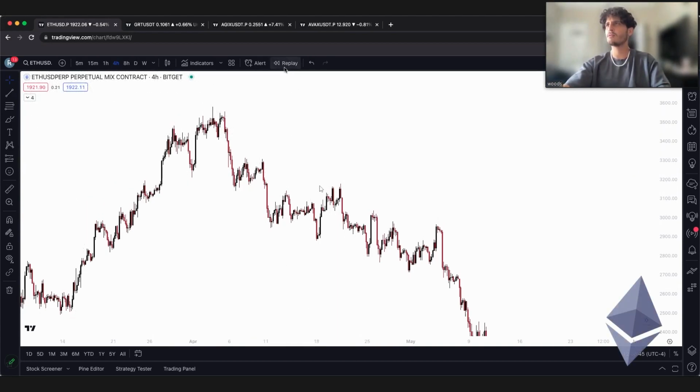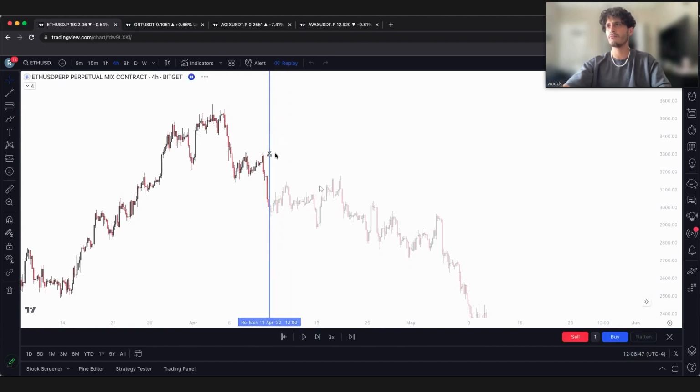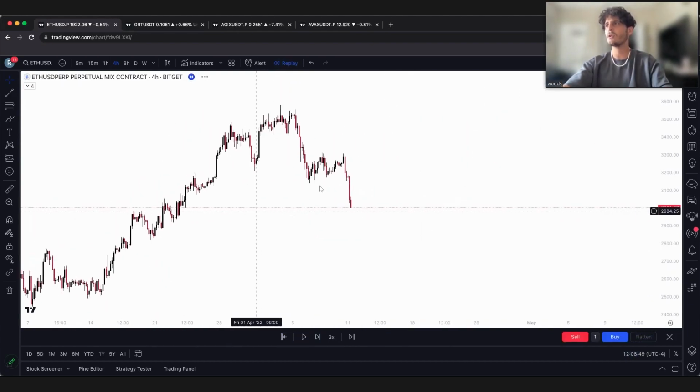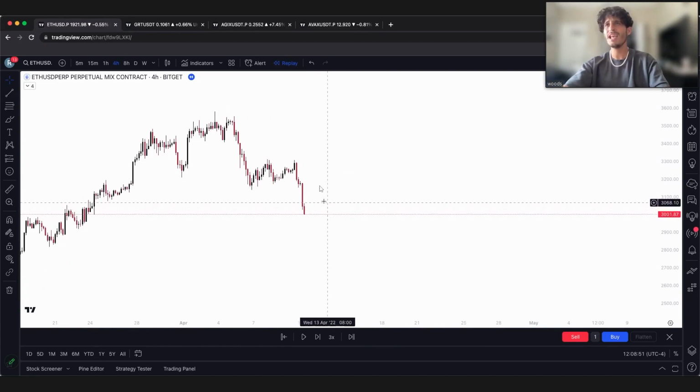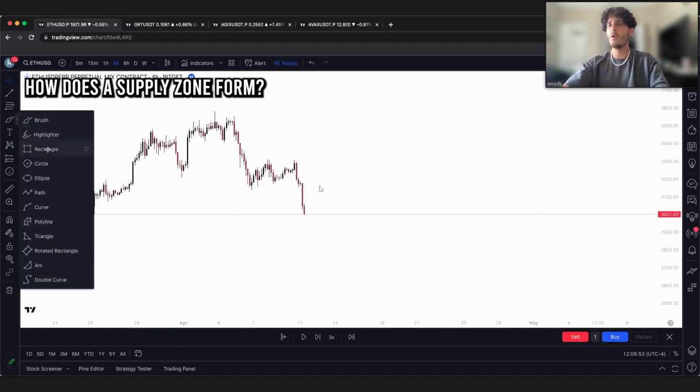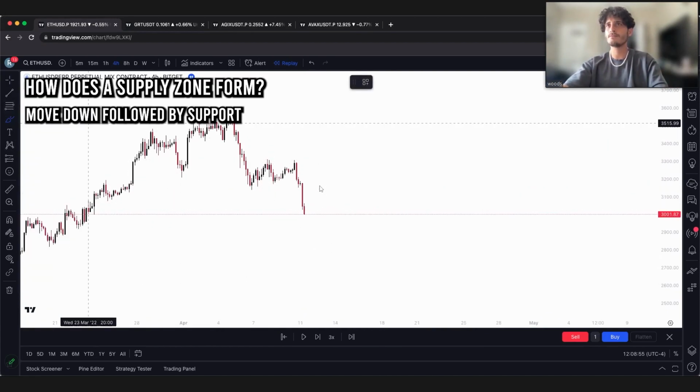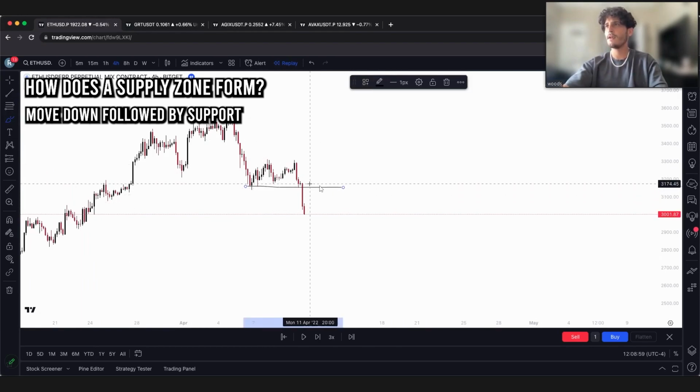I'm looking at ETH right here. I'm just going to take the replay button right back to around here, and I'm going to show you guys how a supply zone is formed. So how's a supply zone formed? Well, you get a move down here, right? You get a move down. You get a little bit of support to hold the price up. You get your supply zone forming, then a move down out of that supply zone, confirming the supply zone has been created.